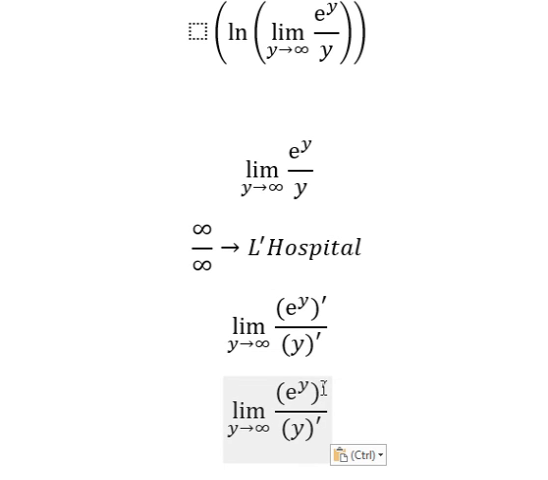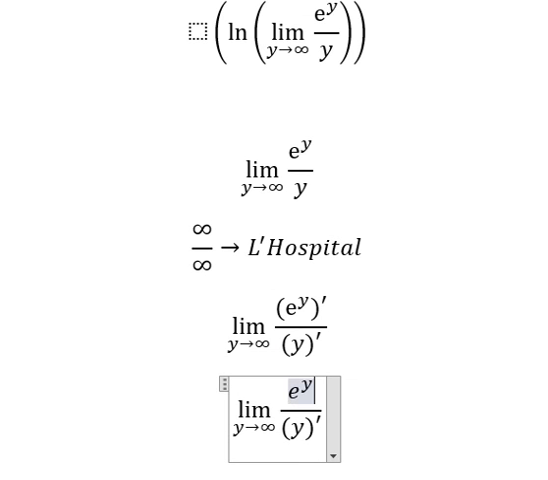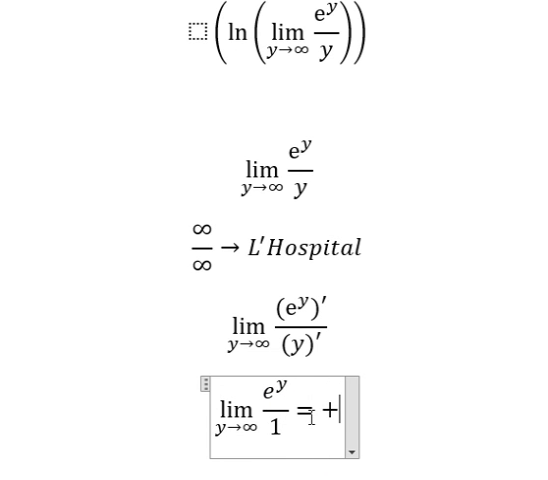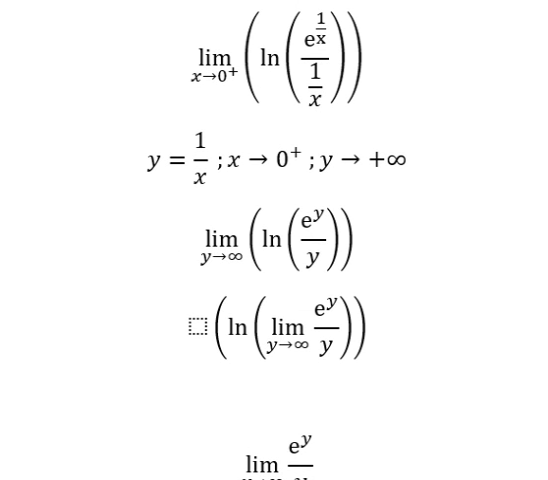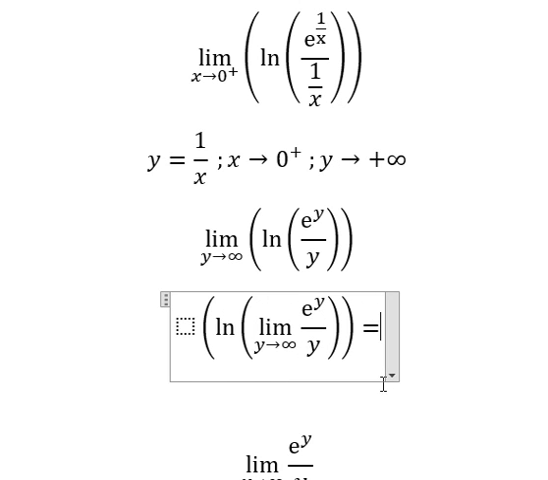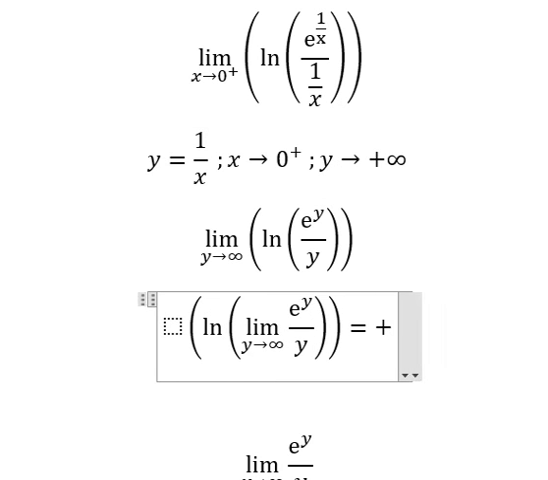So this one we have e to the power of y. This one we have number 1. When y approach to positive infinity, this one will go to positive infinity. So in this situation, this one will go to positive infinity. So the final value that should be like this.